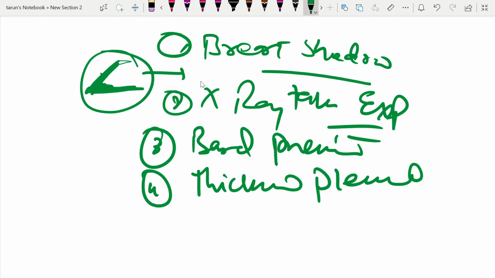So what are the possible causes of blunting of the costophrenic angle but there is no fluid collection? First is breast shadow, X-ray taken in expiration, basal pneumonia, thickened pleura. I repeat, BXBT. You can remember that BXBT does not cause actual fluid collection, but there is a blunting of the costophrenic angle. These are the possible things you have to keep in your mind.